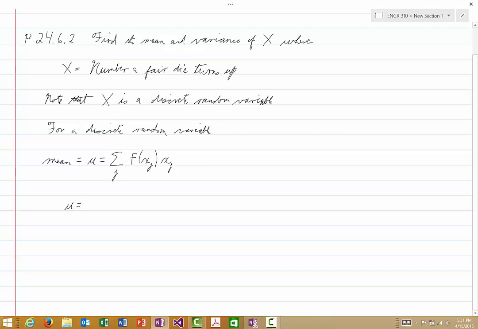Now, as we've already noted, the values that this random variable can assume are 1, 2, 3, 4, 5, and 6. So we have f of 1 times 1 plus f of 2 times 2 plus f of 3 times 3 plus f of 4 times 4 plus f of 5 times 5 plus f of 6 times 6.